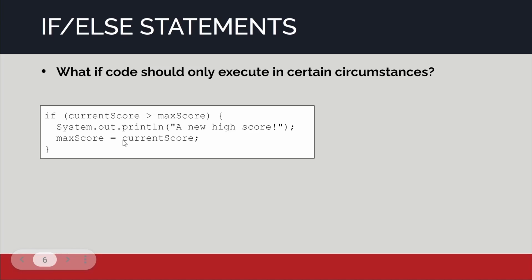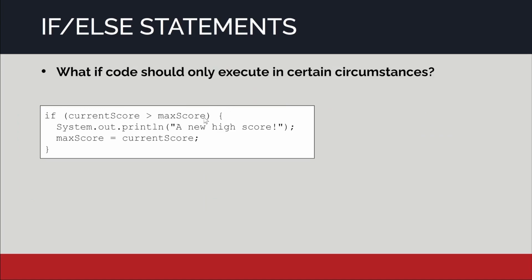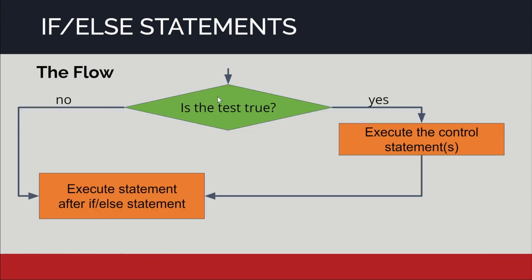But we only want to do this if the user has exceeded the max score, not if they have tied it or they're less than. And the general idea of an if statement is that we begin by checking the test, which is very similar to the way that a for loop is structured, where we have these parentheses and something inside it. But with an if statement, there's only one thing inside of the parentheses. It's a test. And we check if that test is true.